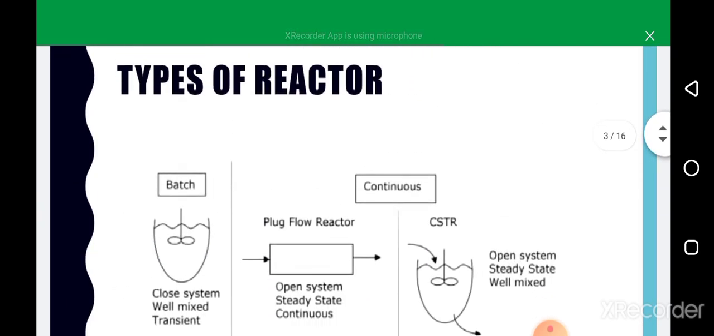Now, types of reactor. Here you can see the different types of reactor and their own properties. First one is batch reactor. This reactor works and continuously changes the reactants in the reactor into the product. When the product is obtained, the reactor outlet valve is opened and the product is discharged. It is a closed system and well mixed.